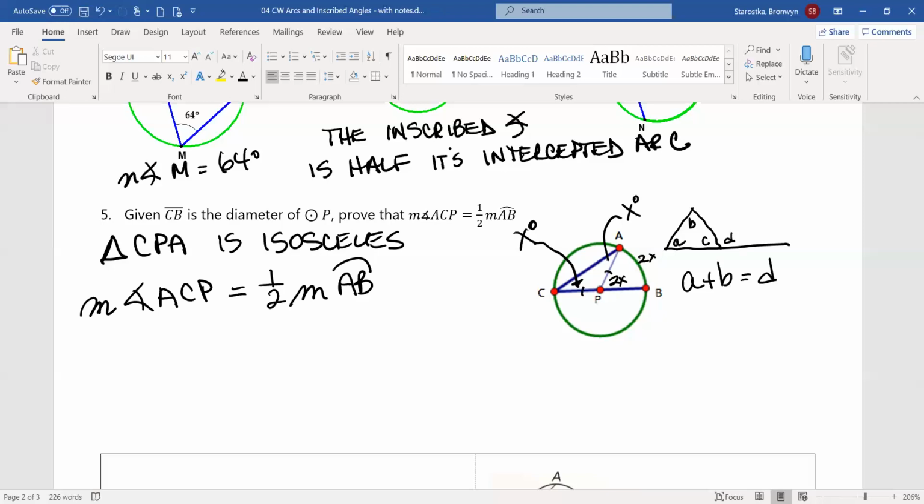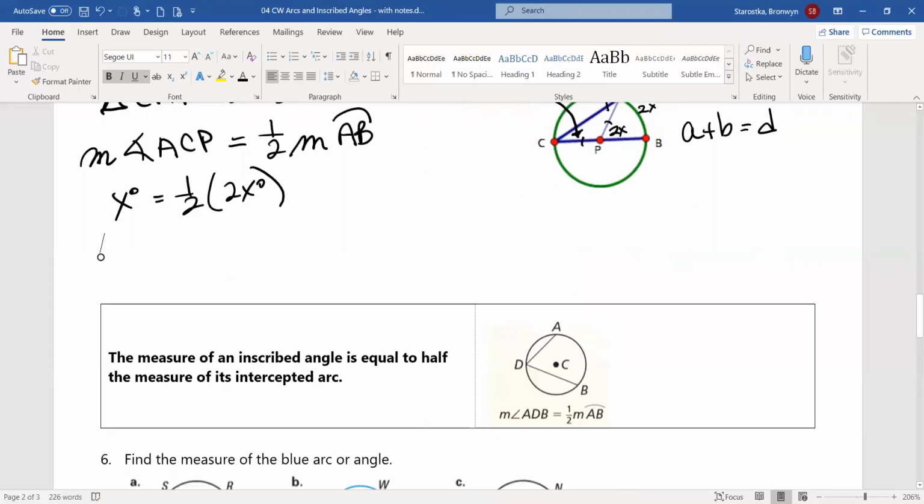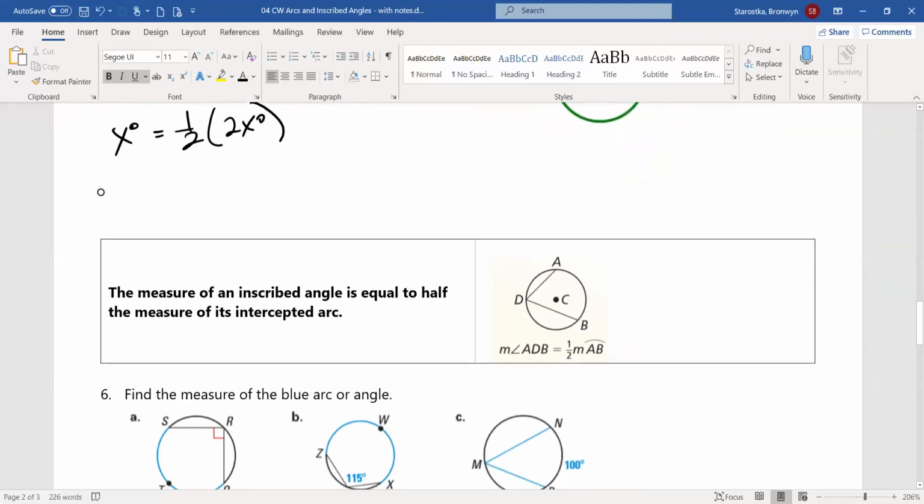I want to leave it like that. And we know that because x is 1/2 of that 2x. Angle x is half of 2x. All right, so here we go. The measure of an inscribed angle is equal to half the measure of its intercepted arc.